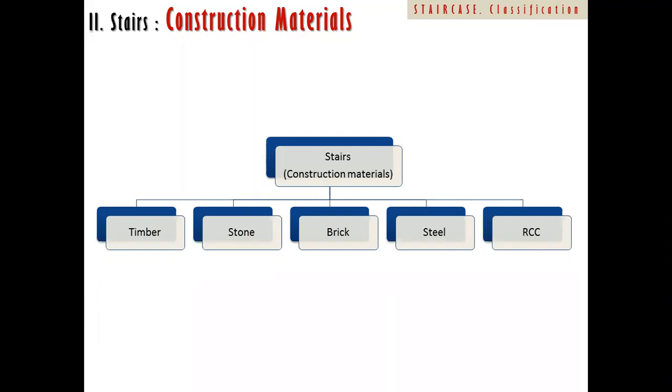Now, what are the materials available for staircase construction? It's timber, stone, brick, steel, and then the famous RCC. Wherever you go, most of the time you tend to see RCC as it's very strong. RCC staircase we'll see in another part when we start another chapter. But in this presentation, we are going to cover timber, stone, brick, as well as steel too.